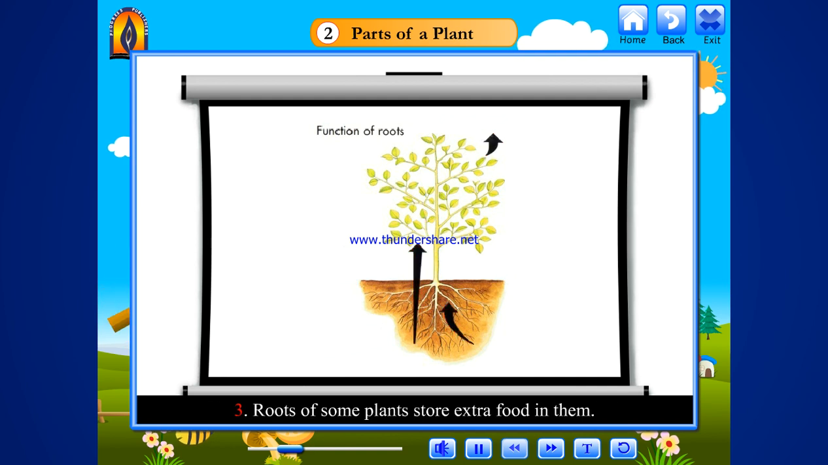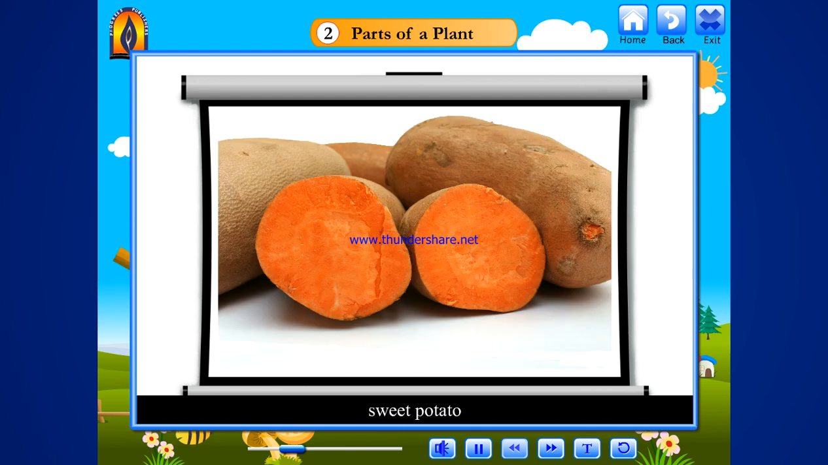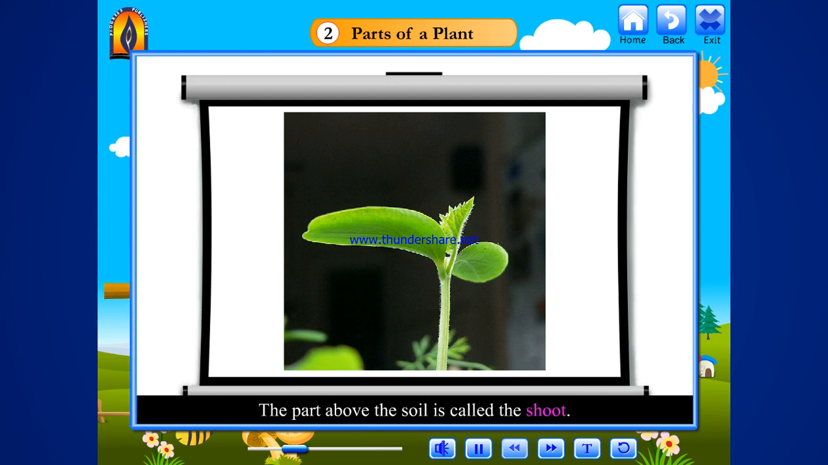3. Roots of some plants store extra food in them. That is why they become swollen and fleshy. Radish, carrot, sweet potato, beetroot are some among them. We eat these roots as vegetables. Some edible roots. Shoot. The part above the soil is called the shoot.